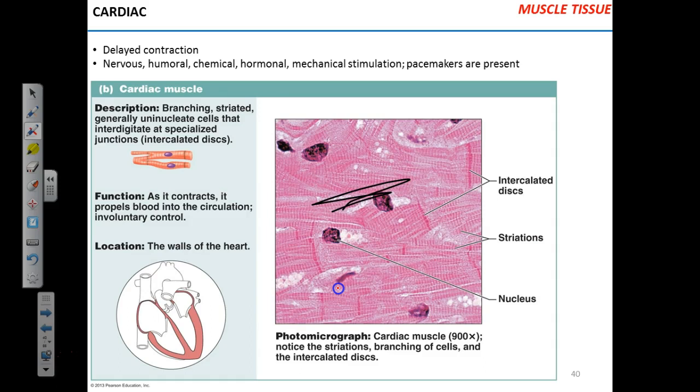Cardiac. Contraction is slower, and it is, of course, involuntary controlled. Cells of the cardiac muscle are branched. You can see the branching. And they generally have one nucleus. They are also striated, as skeletal are. Does that make sense? Obviously, cardiac muscle can be found in the heart.